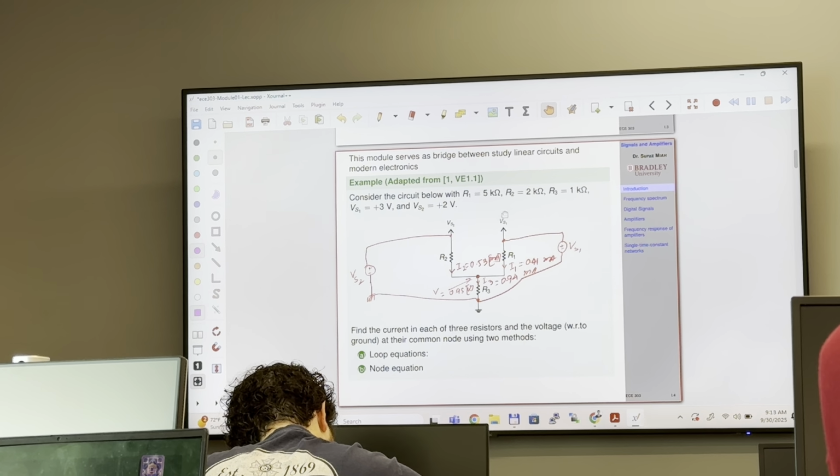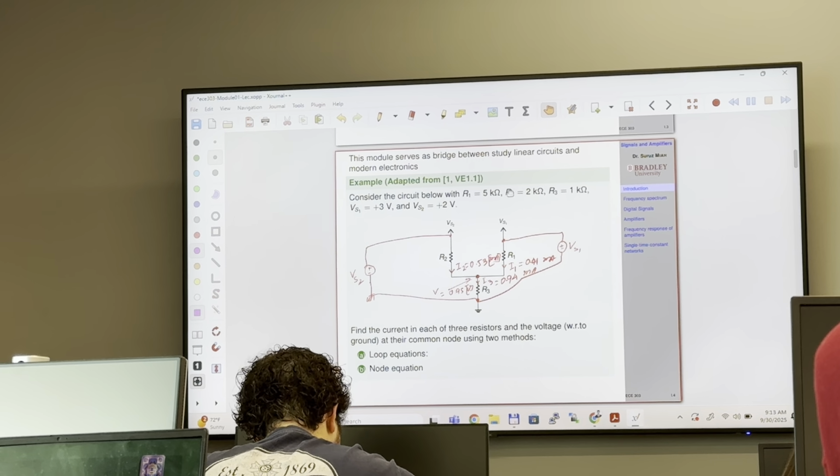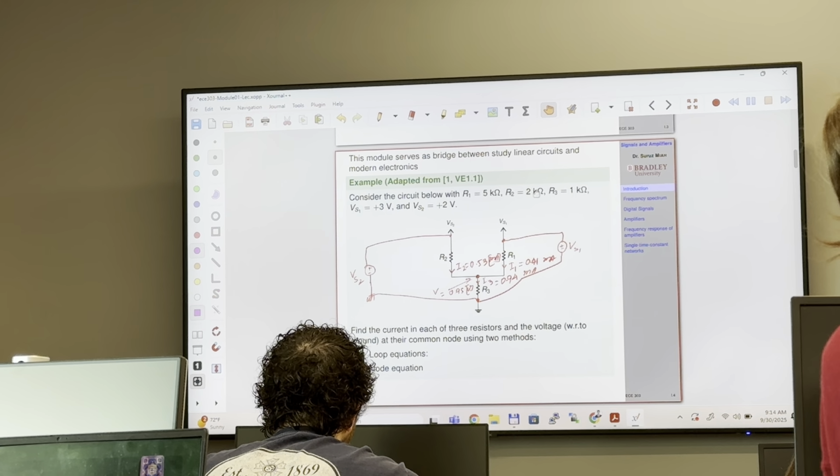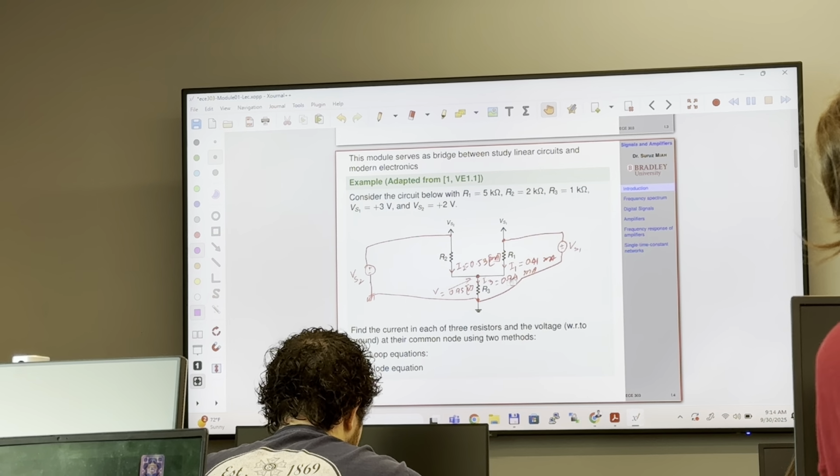For example, here, video example 1.1. So I will give you a circuit like this, and I will give you all the values. Okay? I will give you all the values of these resistors.